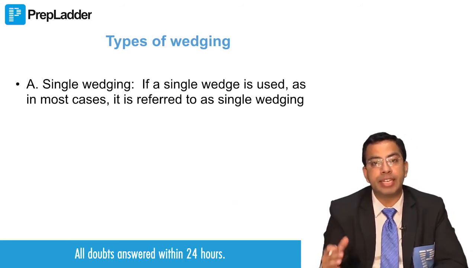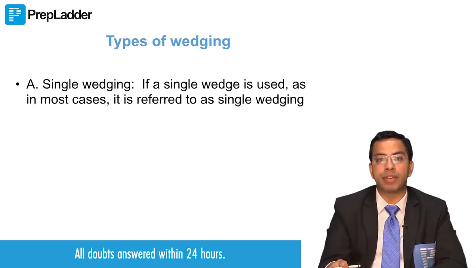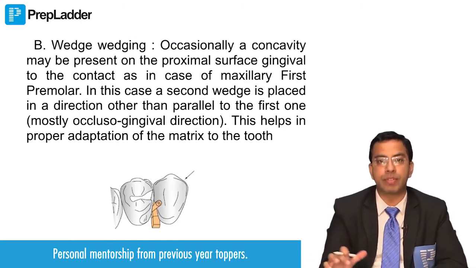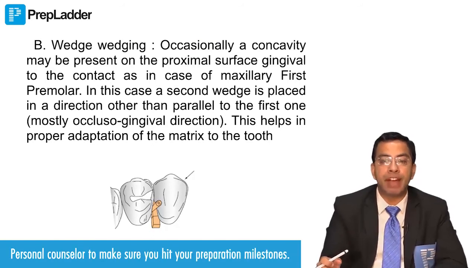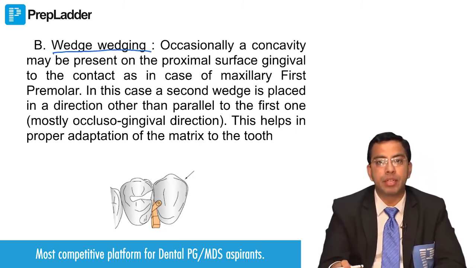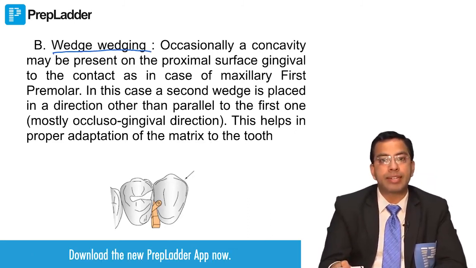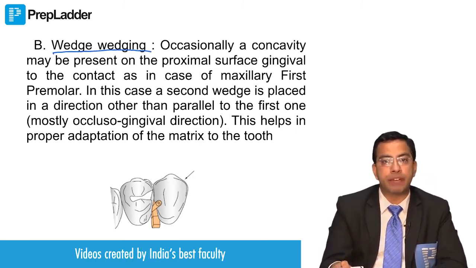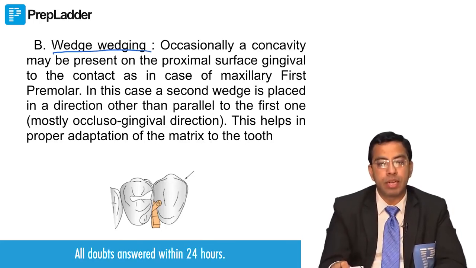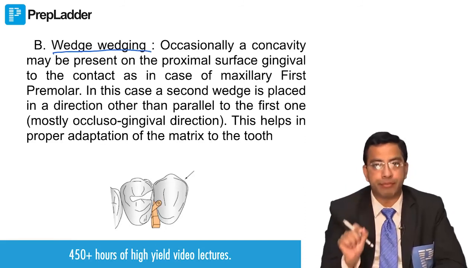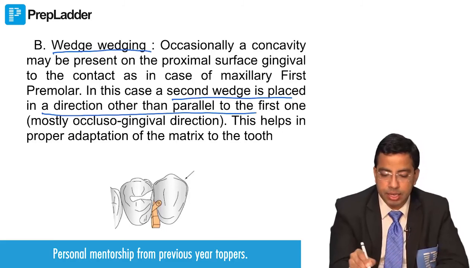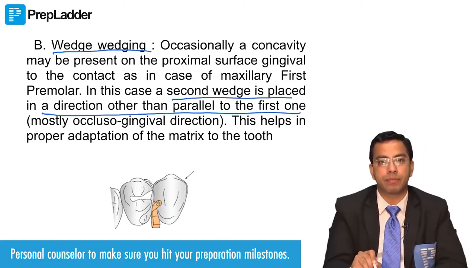What are the different techniques of wedging, or what are the types of wedging? Simple wedging, when you are using a single wedge, as you do in most cases. Then you have wedge wedging, or wedging the wedge. Occasionally, a concavity is present on the proximal surface, such as in the maxillary first premolar. In this case, after you place the first wedge, you place a second wedge in a direction other than parallel to the first one.